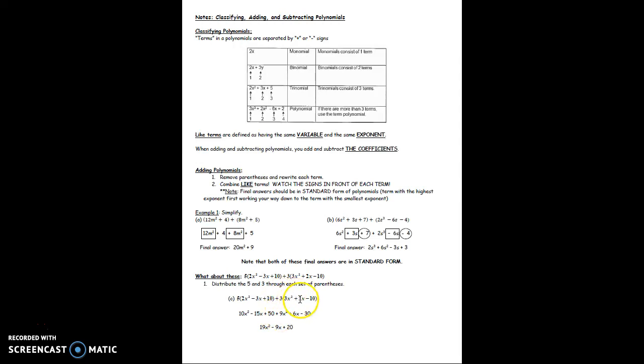Then 3 times this 2x is a positive 6x. And then 3 times the negative 10 is a negative 30. So just be very careful. Make sure that you are paying attention to the signs that are there. So positive 3 times a negative 10 is a negative 30. Now you're going to combine like terms just like normal.